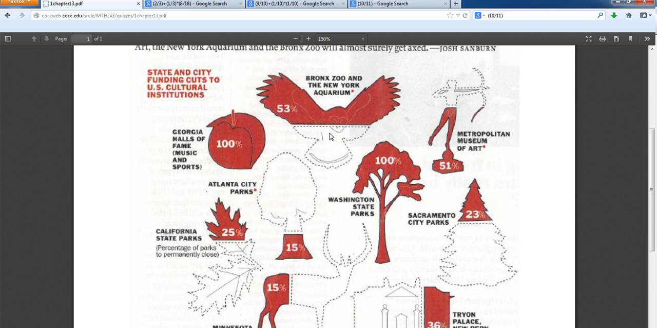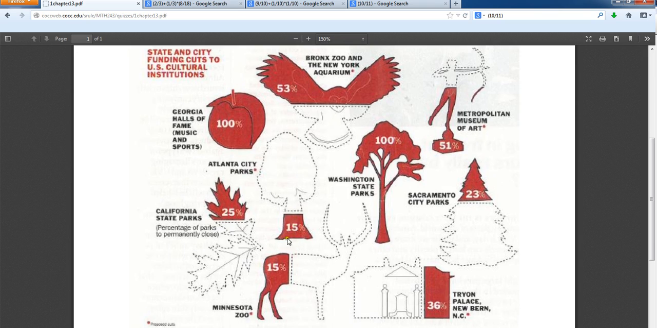So the Bronx Zoo is an owl, the parks are a tree, Minnesota Zoo's looks like a deer or an elk or something. Tryon Palace in North Carolina looks like the palace, I guess. So it's fun that they did that. I just wanted to make sure that it's a proper use of statistics.